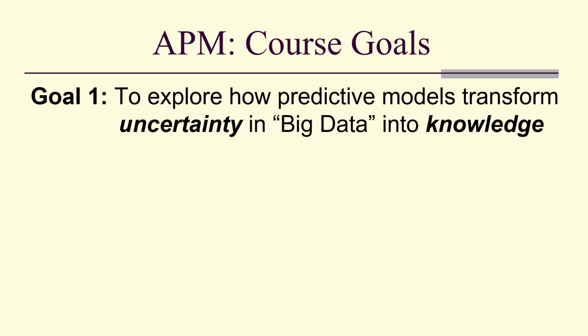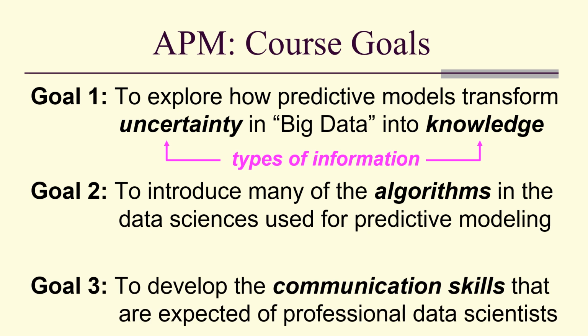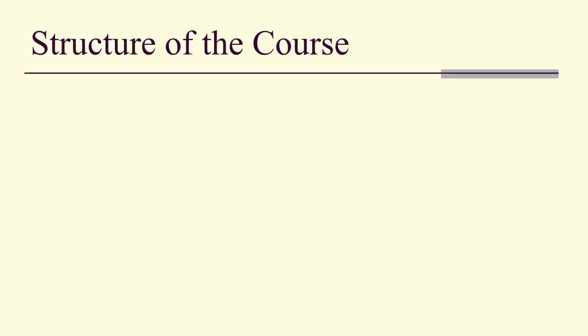The course goals: to explore how predictive models transform uncertainty in big data into knowledge. Notice uncertainty and knowledge are both different types of information. Uncertainty is information we don't know, and knowledge is information that we do know. To introduce many of the algorithms in the data sciences used for predictive modeling. To develop the communication skills that are expected of professional data scientists, a very important goal.